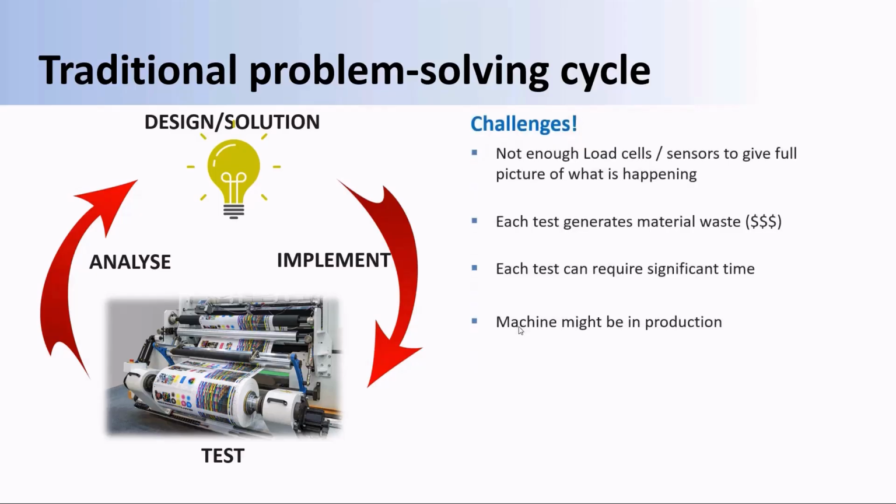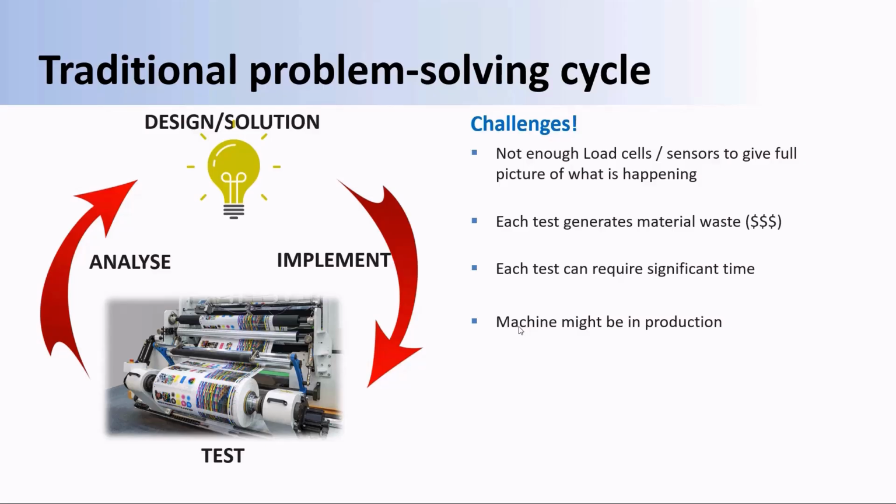And of course, there's challenges, right? There's never enough load cells to give an engineer a full picture of what's going on with the machine in the first place. Load cells are expensive to add to machines, but also there's some areas of the machine you just can't add them. And not only that, but every time you run one of these tests, you lose material. And in some domains, the material is not that expensive, but certainly in battery handling, those materials can be quite expensive. And so you lose that every time you run one of these tests, and that can add up.